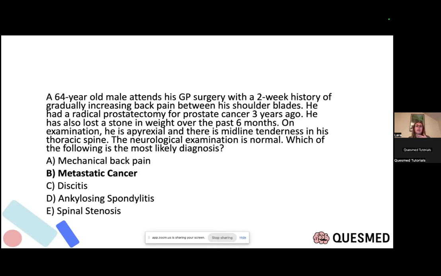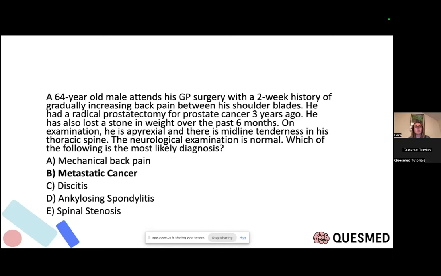You would expect someone to have a vignette here of who's IVDU, who's having fevers, who's maybe having night sweats, and it would be that sort of history. So again, it's leaning against that. There's midline tenderness in his thoracic spine. That is the red flag here. Thoracic back pain is always a red flag, no matter really what the age is.